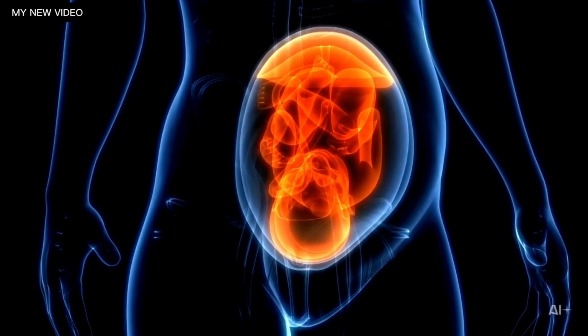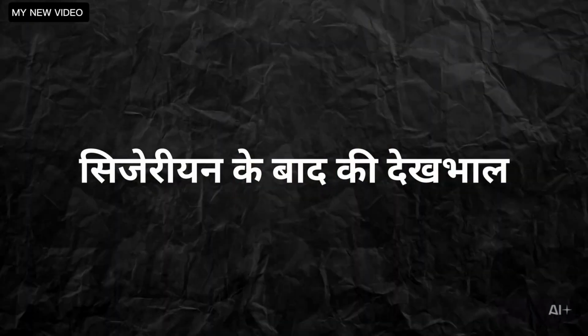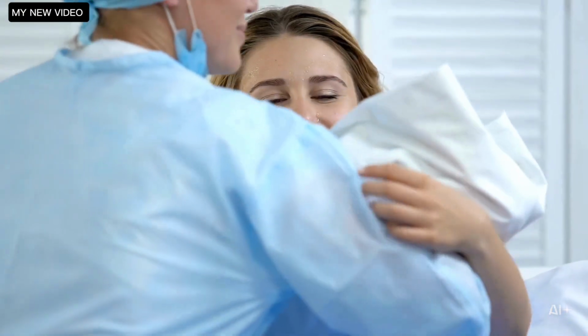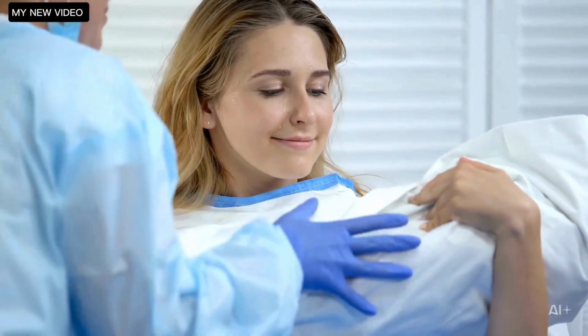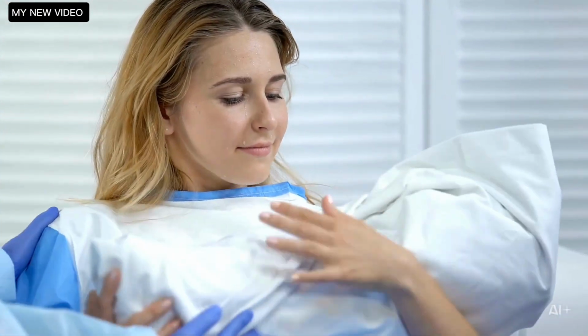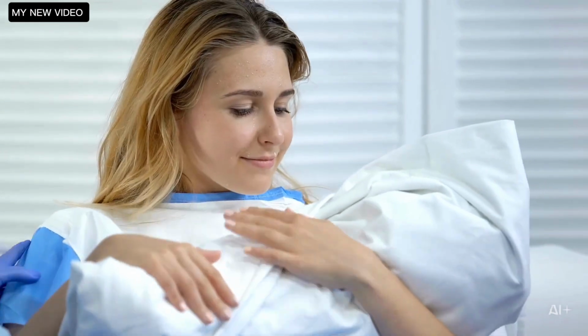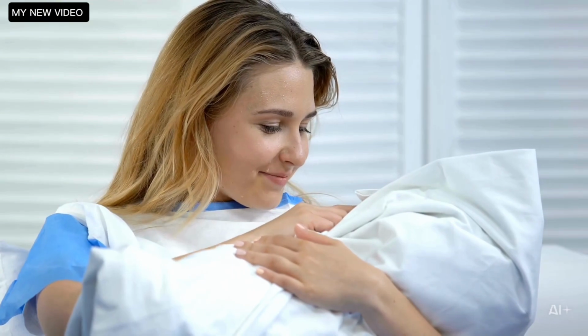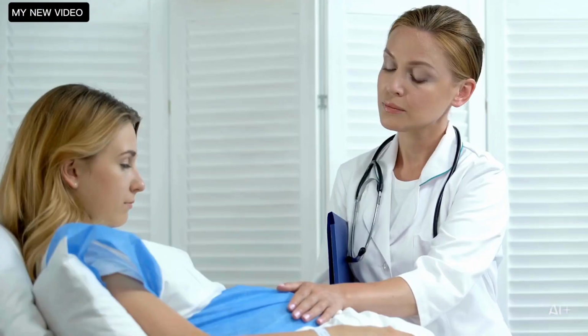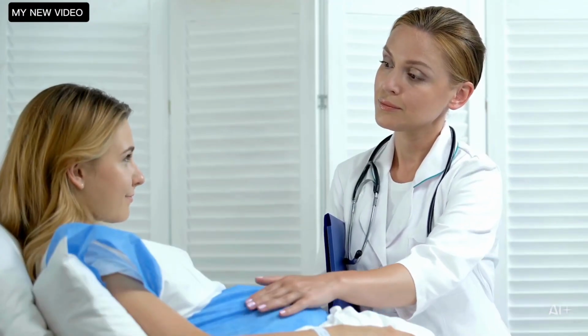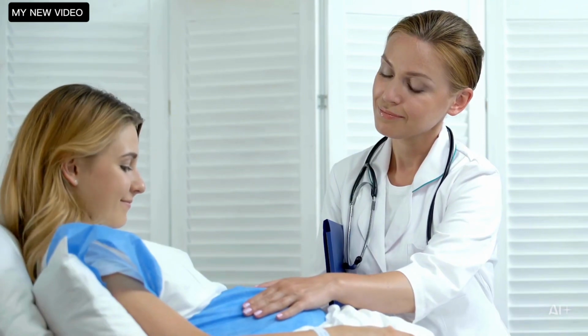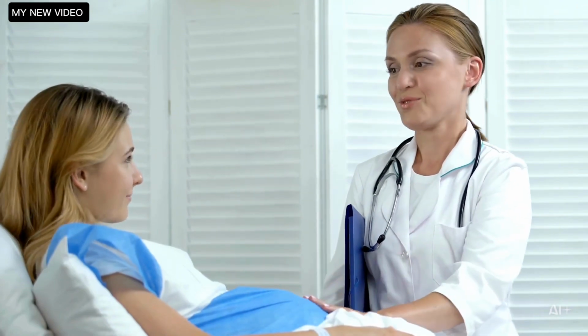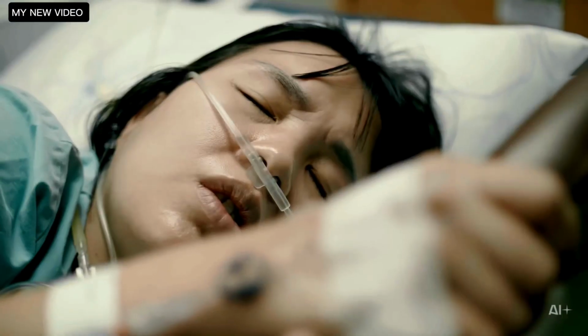Now we will learn how to take care after a cesarean operation. After the surgery, you will be taken to the recovery room and your health will be checked. And if the baby is born healthy, it will be kept with you in the recovery room. If there is any issue with the baby's health, the baby will be kept in a special room and monitored. It may take you 4 to 6 weeks to recover after a C-section. After going home, you need to take full care of your health because it is a major surgery.